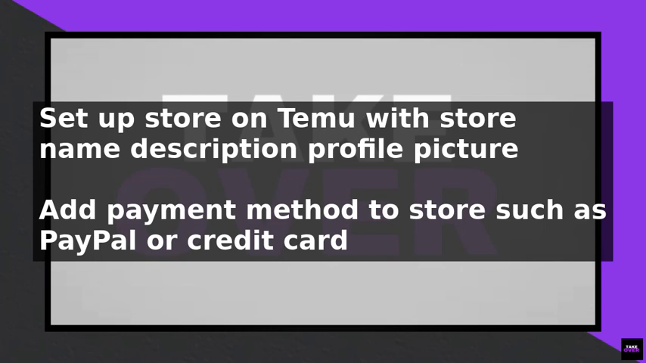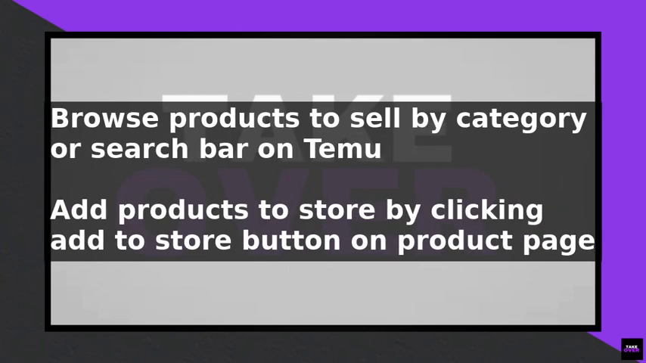After setting up your store, you can start browsing products to sell. Temu has a wide range of products to choose from, including electronics, fashion, and home goods. You can browse products by category or use the search bar to find specific products. When you find a product you want to sell, click on the product details page and then click on the Add to Store button.